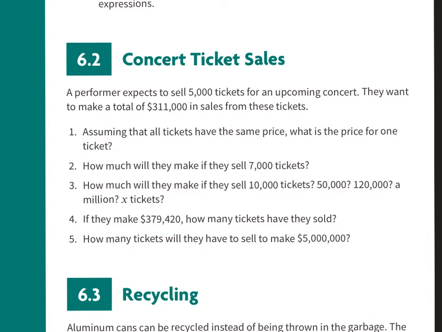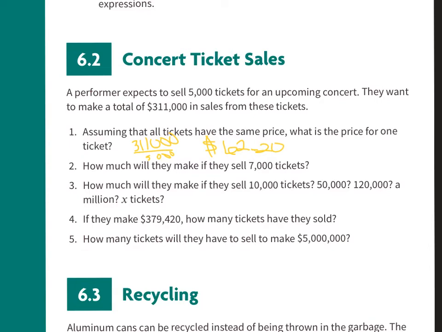So all I'm going to do is I'm going to go 311,000 divided by 5,000 in my calculator. So 311,000 divided by 5,000 gives me 62.2. So we're talking money. So 62.2. We got to add another zero, so $62.20.